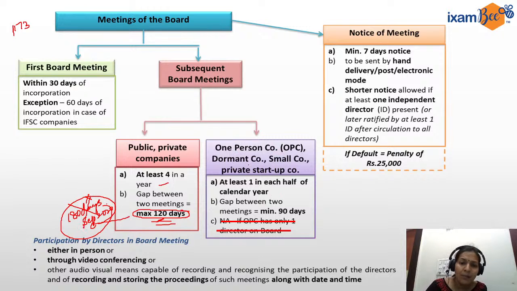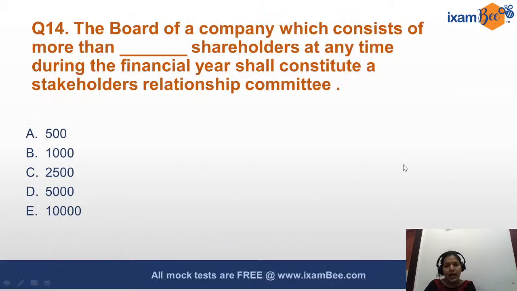And for one person companies, dormant companies, small companies or private startup companies, all the other private companies have to follow this rule. This is for private startup companies: you have to have at least 1 meeting in each half of the calendar year, and the minimum gap between 2 meetings should be 90 days. Here it's the maximum gap, here it is the minimum gap between 2 meetings should be 90 days. Also, when you hold a meeting, the notice has to be sent at least 7 days before the meeting. So that is also one question that can be asked.